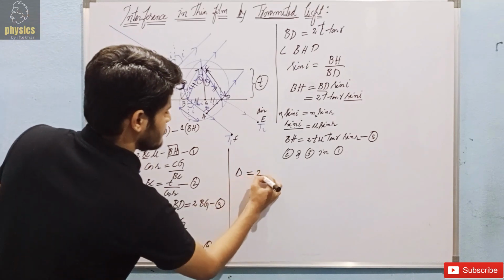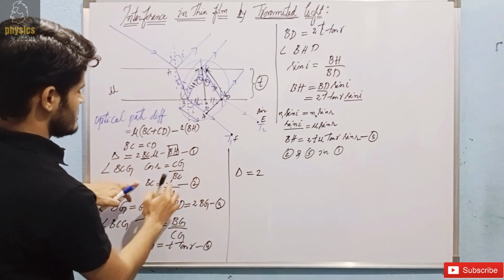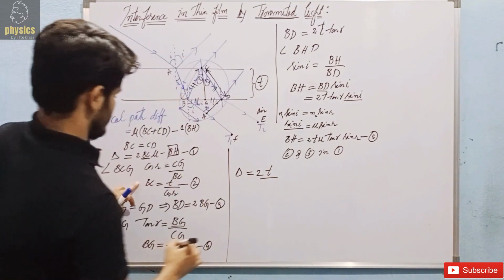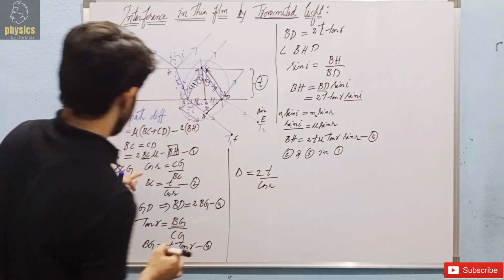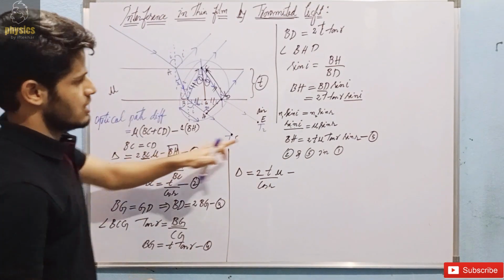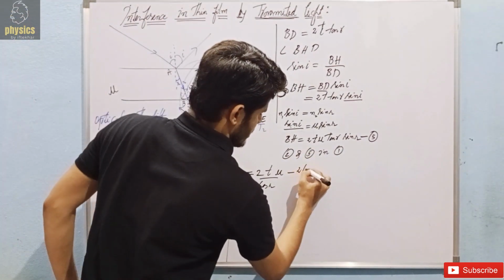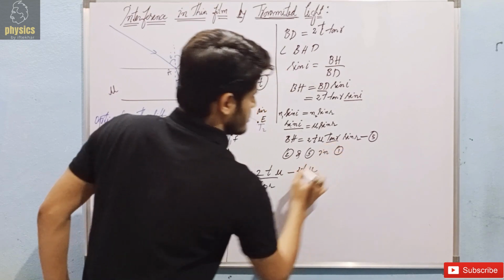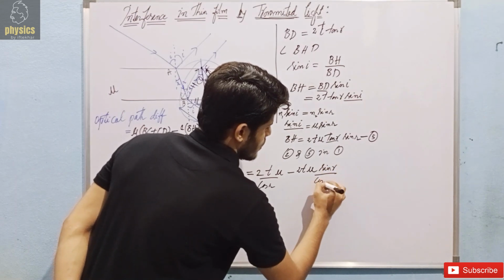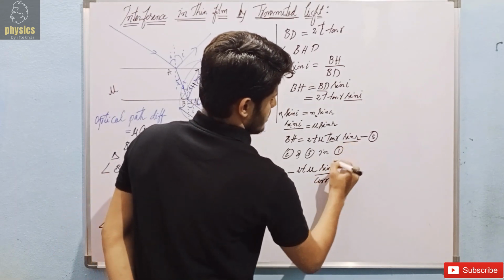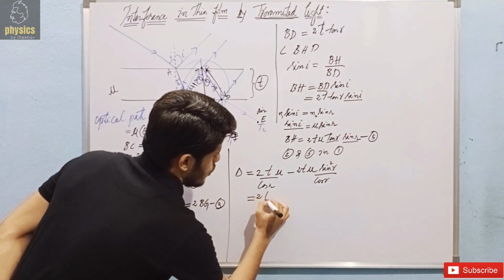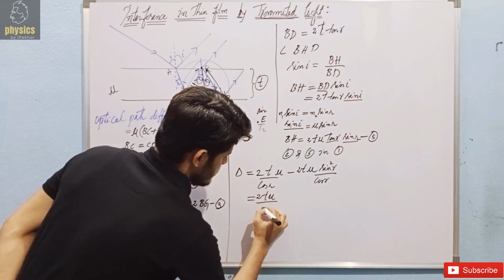2 times of BC. What is BC? BC is T by cos R. What remains is mu minus BH. The BH is this 2T mu tan R, which can be written as sin R by cos R. So I have one more sin R, so I can write it as sin square. Now I'll take common 2 mu T cos R.